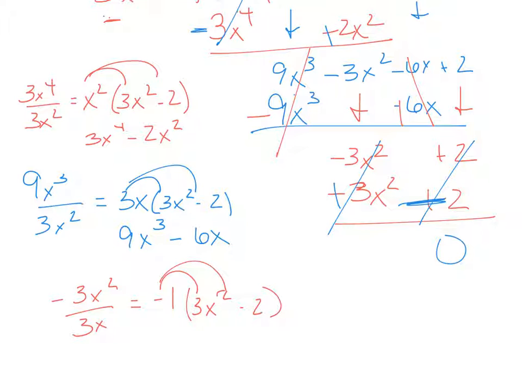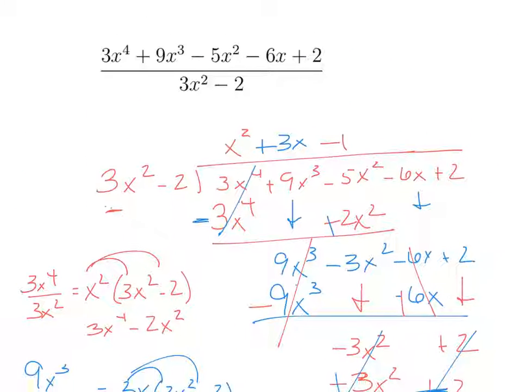And another side note here, when you have a remainder of 0, that tells me that my divisor was a factor of my dividend. So this goes in evenly to what you divided. And this is my quotient here, my answer right there.